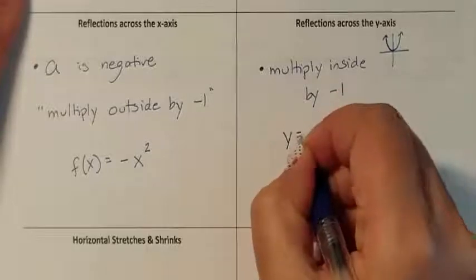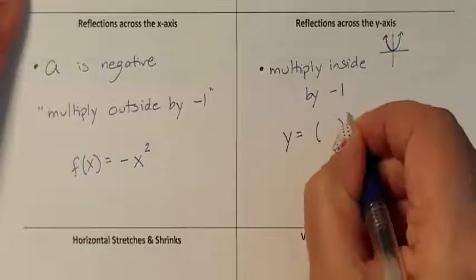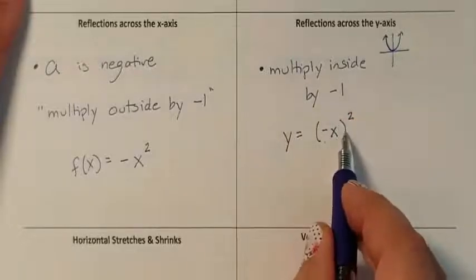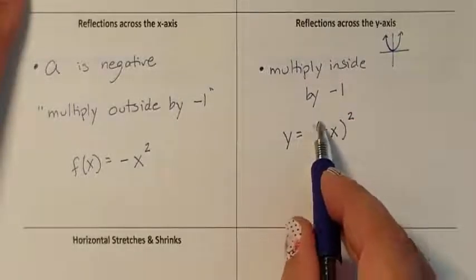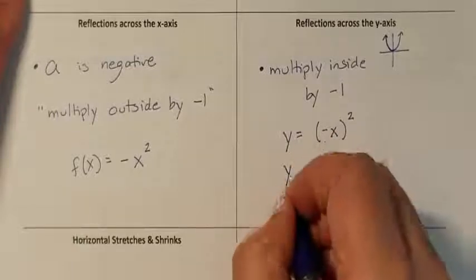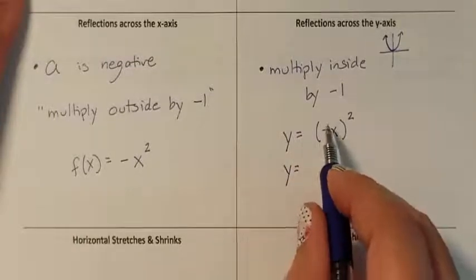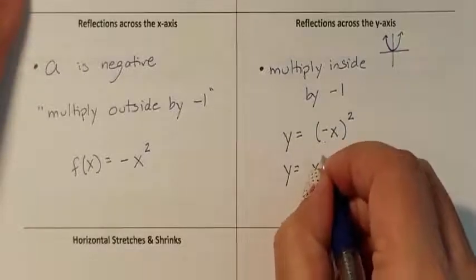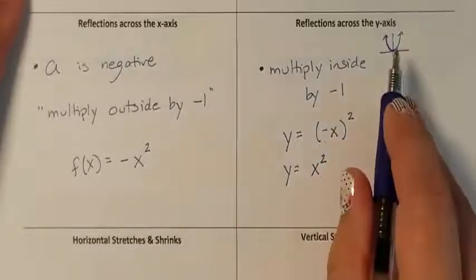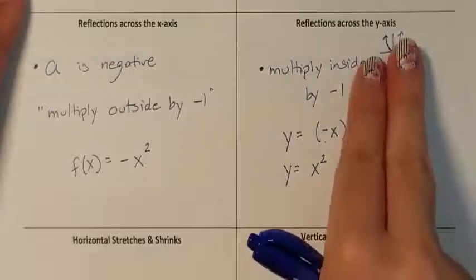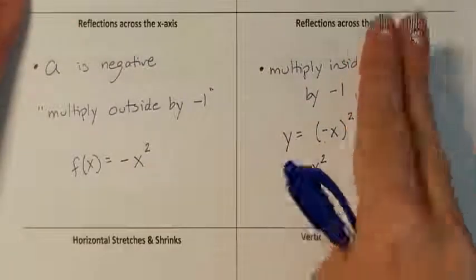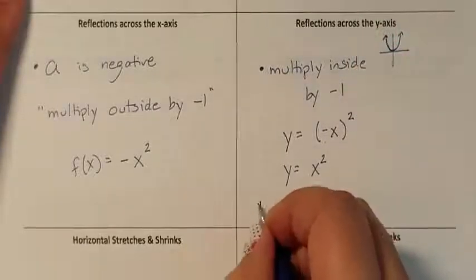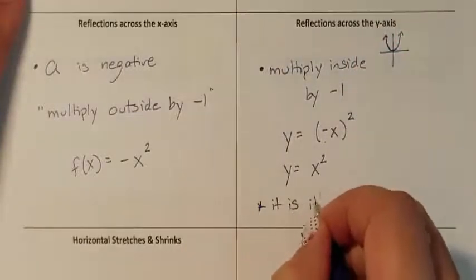But if I actually multiplied the inside by -1, because now it's on the inside, well, that meant that this entire thing got squared, which meant I had a negative times a negative, which is a positive, and an x times an x, which is a x squared, which is why the parent function is the reflected across the y-axis function, because they're the exact same. They just replaced each other. So it is its own reflection.